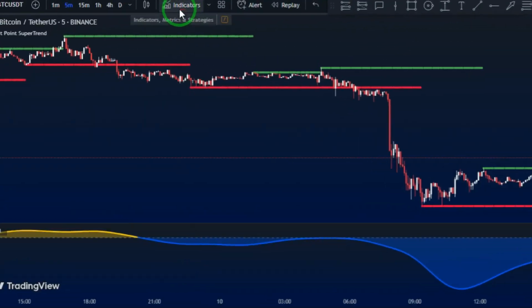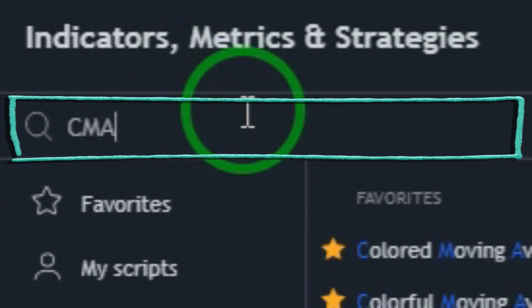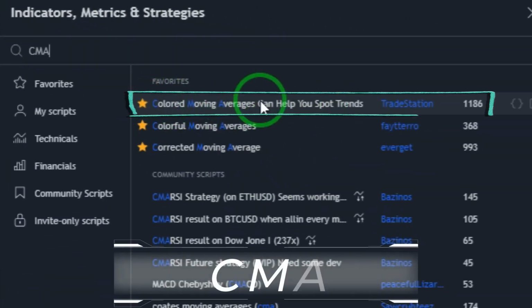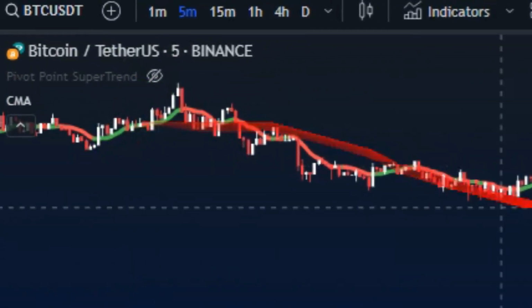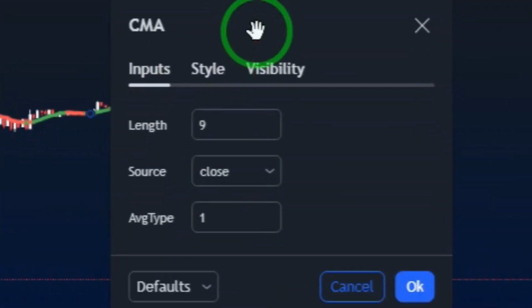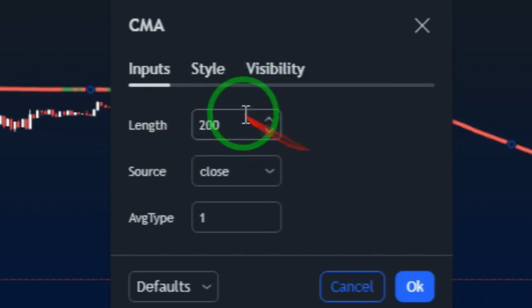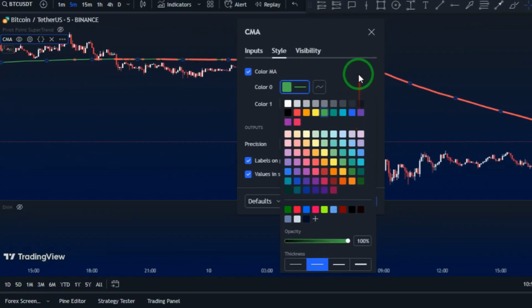So head over to the indicator section on the TradingView website and add the color moving average, or CMA, indicator to the chart. After adding the indicator, we need to optimize its settings. So head over to the Inputs tab and change the length value to 200. Then from the Style tab, you can adjust the color and thickness of the indicator's lines.